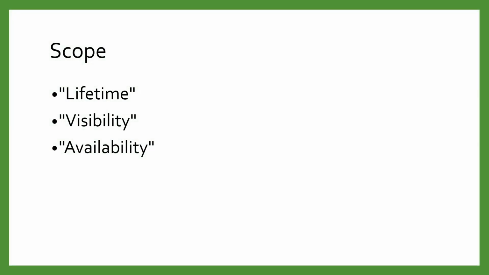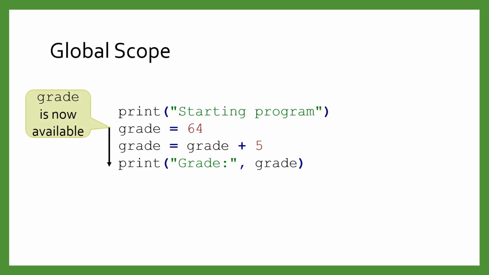In a program, the scope of a variable indicates how long that variable is available. This is also known as the lifetime or visibility of a variable. Variables defined at the top level are known as global variables. Once a variable is defined, it is available on subsequent lines. That variable lives until the end of the program.